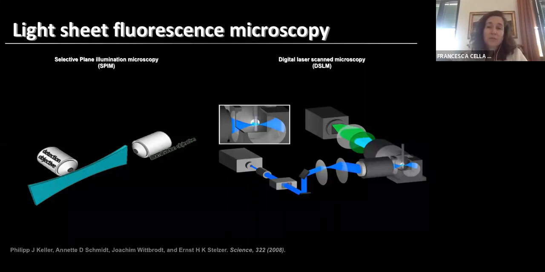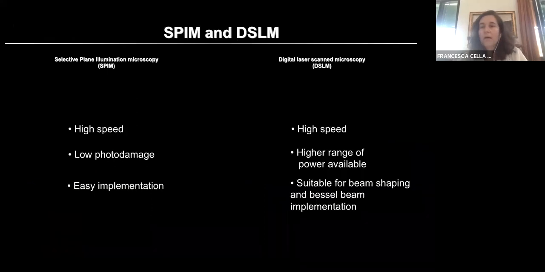Here you can see this paper was published in Science, where a scanning version, so a beam was scanned to create the light sheet, was used instead of the static light sheet created by the cylindrical lens. So these are two different implementations of light sheet microscopy.